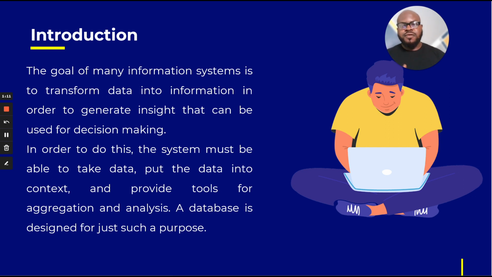So, before we go ahead into databases, let's see why we need databases in the first place. The goal of many information systems is to transform data into information that gives some sort of insights that can be used in decision making. An example is a food company that takes data of all its customers and their orders and transforms that data to get useful insights that would improve their business performance. So that's majorly why we need databases.